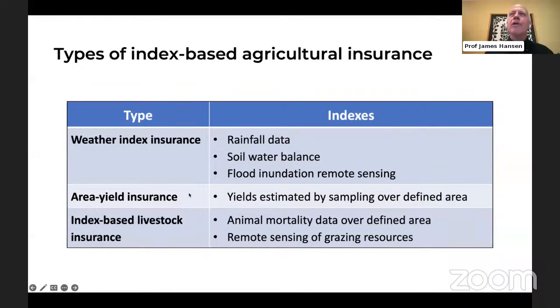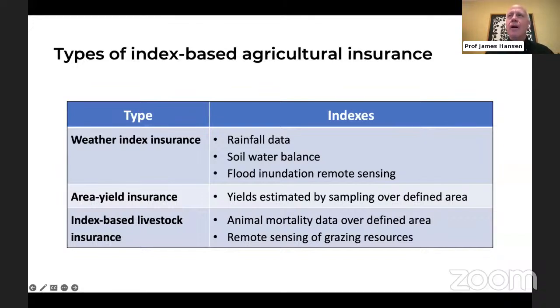The second category is area yield insurance. In this case, yields are estimated over a large area, possibly using government production statistics. More often, the insurance company will have somebody go and do statistical sampling across a number of farms over a large area. And then it's the average yield over a large area, not an individual farmer's yields, that would be the basis for determining whether a farmer is eligible for a payout.